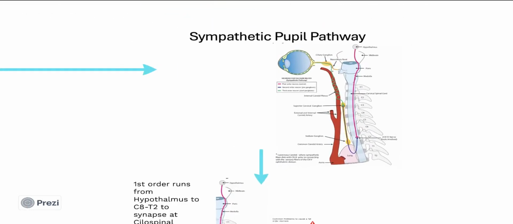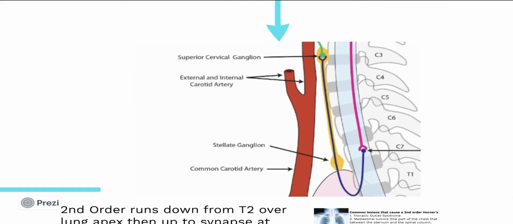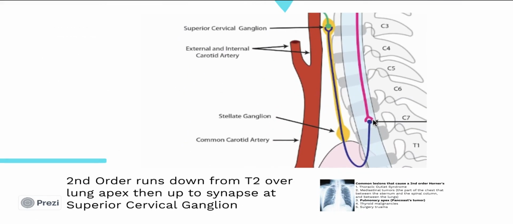Now let's dive into our second order neuron. And the second order just means it's already synapsed. It's the second axon running all the way down. So it synapses here, and then it'll go down over the apex of the lung, very important to know, and then back up, and it kind of comes with the internal carotid, and it'll synapse here at the superior cervical ganglion. The second order runs down from T2 over the lung apex, then up to synapse at the superior cervical ganglion.